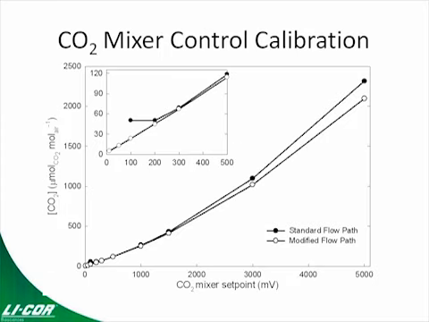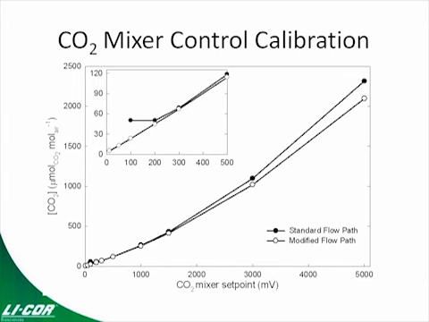In the LI-6400 system, CO2 is regulated by a voltage. The control voltage for the standard flow path and the modified flow paths are shown here, and they're slightly different. You can see about a 10% reduction in maximum CO2 achieved in the modified flow path, but what you actually give up at the top end, you gain at the bottom end, as shown by the inset.